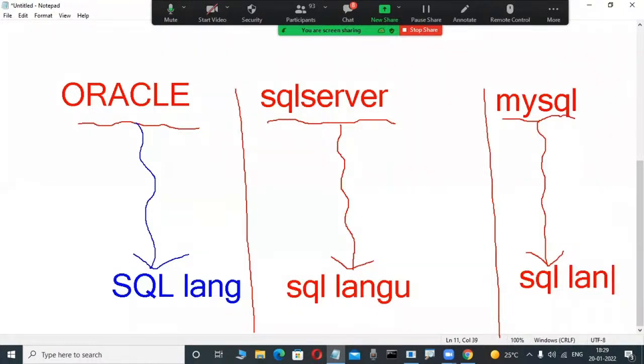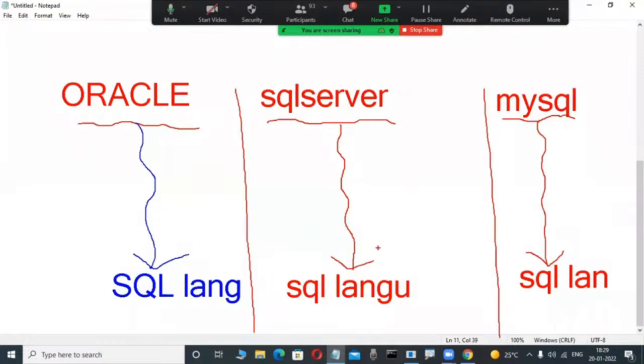Now what is my doubt? Many people attending this demo class have this doubt: are all these SQL languages the same or different? Whether you are working on an Oracle database, your friend on SQL Server, or another friend on MySQL, all of you use SQL. But are these SQL languages the same or different? Only one answer is correct.